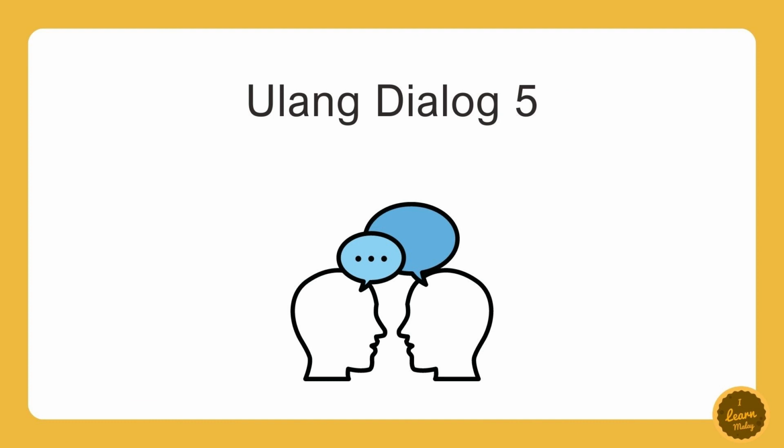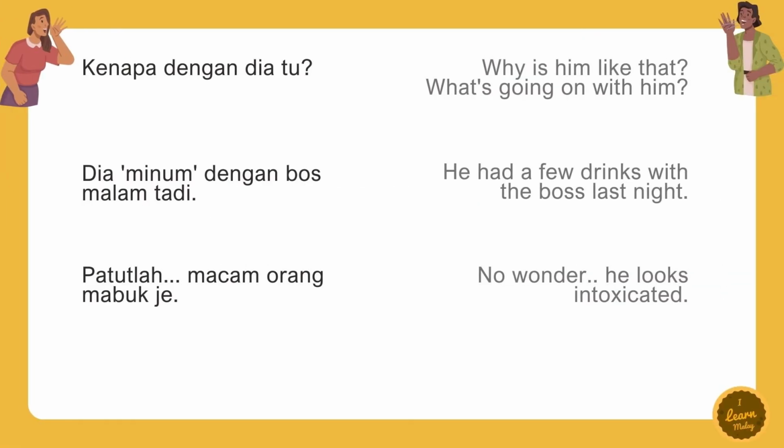Ulang dialog kelima. Repeat the fifth dialogue. Kenapa dengan dia tu? Dia minum dengan bos malam tadi. Patutlah, macam orang mabuk je.